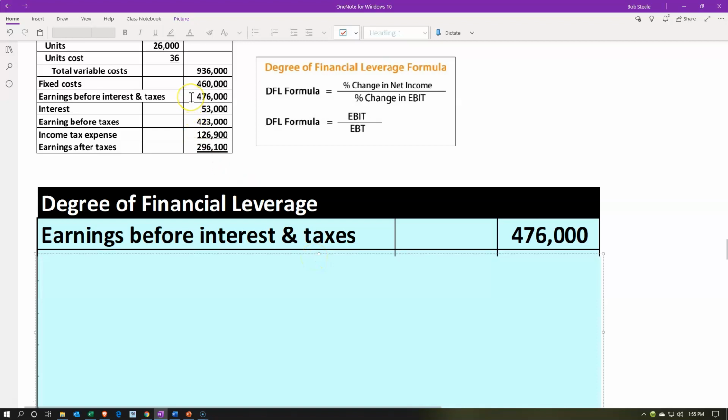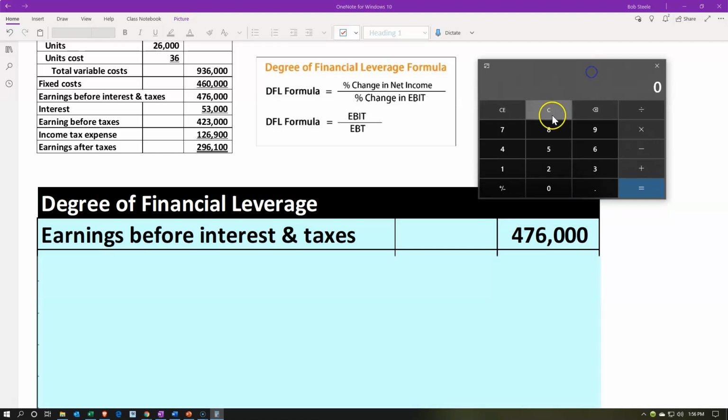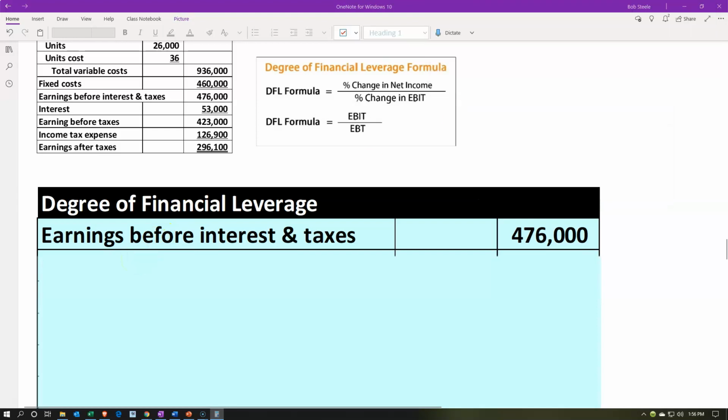That's going to be basically normally kind of like the operating income before we subtracted out the interest, before we subtracted out the taxes. Now, it might be the case that you could be given just basically the net income, and you've got to kind of back into this number. If you were given net income, $296,100, you'd have to add back the taxes, $126,900, plus the interest, $53,000, to get you back up to the earnings before interest and taxes.